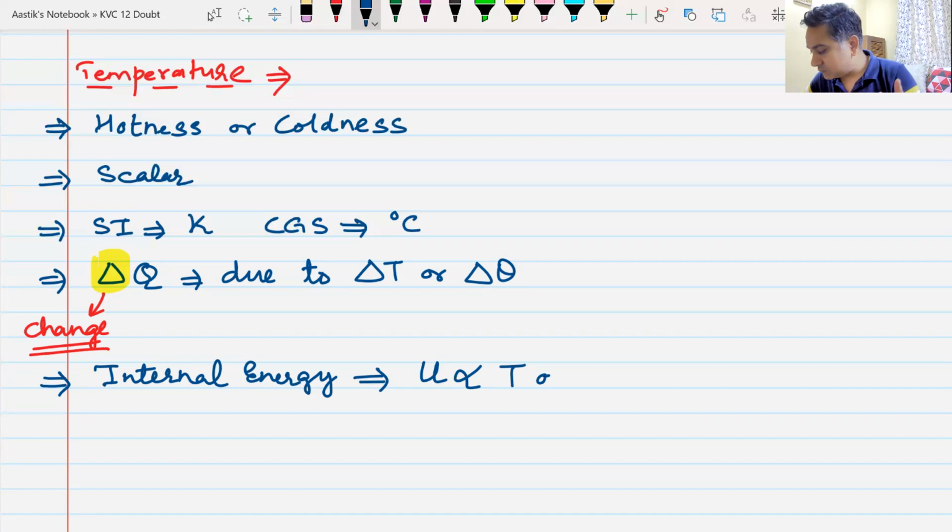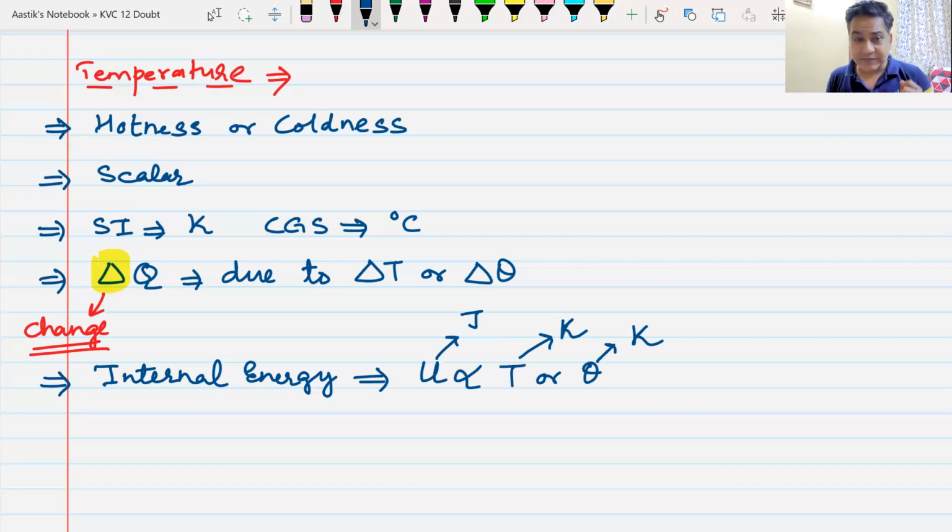Now, this internal energy is written by the letter U, and that is directly proportional to T or theta, depending on what you call temperature. Remember, this T or theta must be in kelvins, and this internal energy is in joules. So the internal energy of a body depends on the temperature. The heat does not depend on temperature. It depends on the temperature difference between one body and the other body.